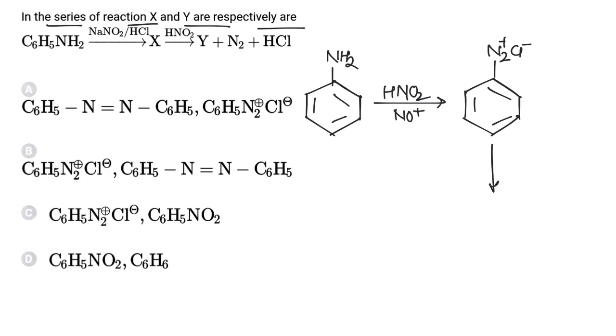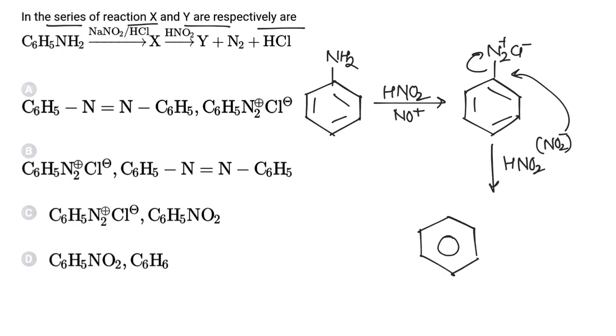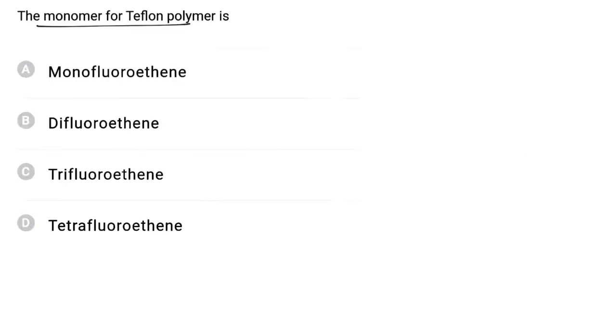Now if this diazonium ion is further treated with HNO2, again HNO2 will produce NO positive and NO2 negative, and this time NO2 negative will act as nucleophile, so N2 is released and it will be converted to nitrobenzene along with formation of nitrogen gas. So in the first step, benzene diazonium chloride is formed, and in the second step nitrobenzene is formed, and hence the correct answer is C.